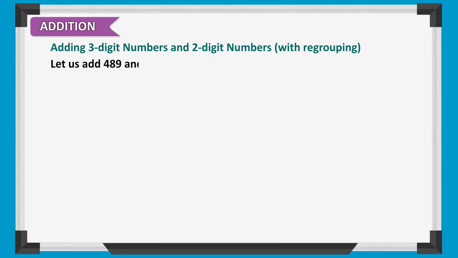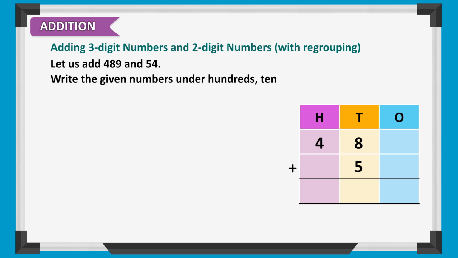Adding 3-digit numbers and 2-digit numbers with regrouping. Let us add 489 and 54. Write the given numbers under hundreds, tens and ones. Step 1. Add the ones.